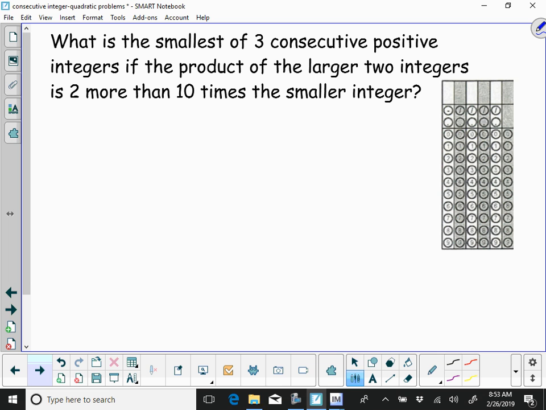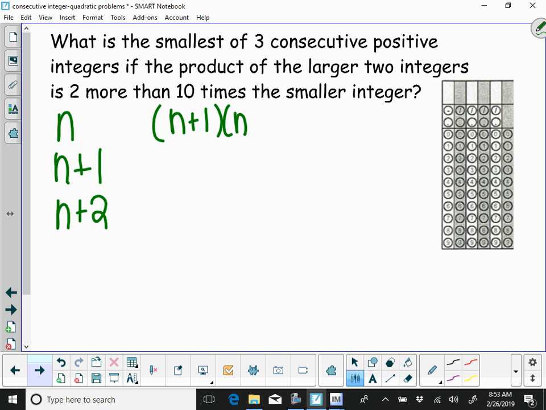Okay? Again, right here, product, so we're going to go back to what we were doing. Okay? So 3 consecutive positive integers. Doesn't say even or odd, so what are our symbols? Okay? All right? It's the product of the larger 2 this time. So that n plus 1 times n plus 2 is, means equals 2 more than 10 times the smallest, n times n.